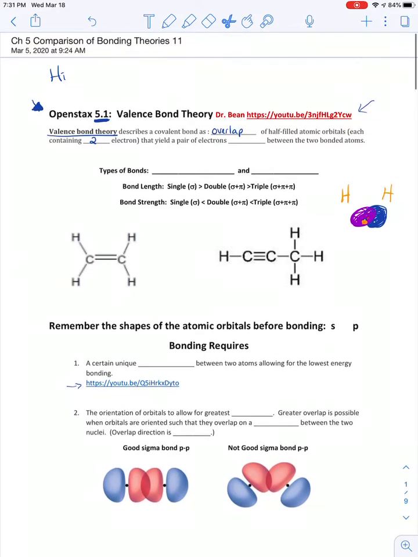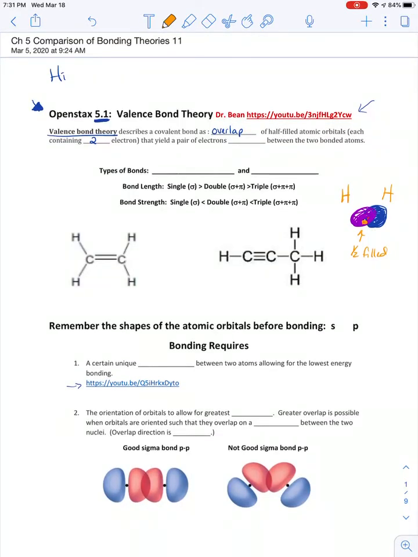So not a tricky thing. It just seems weird at first. You're like, overlap, half-filled atomic orbital. Well, when there's one electron in it, that's a half-filled atomic orbital. Because you can only have two in the bond, and one is half-filled, and two is your max you can do on any orbital. S, P, D, or F, you can only have two.